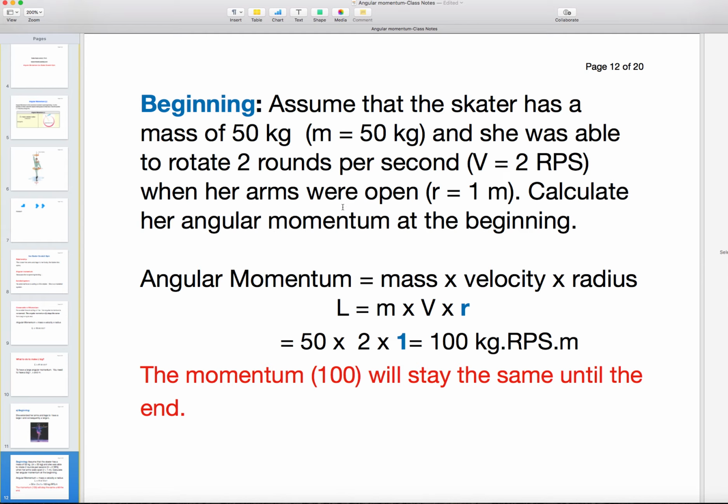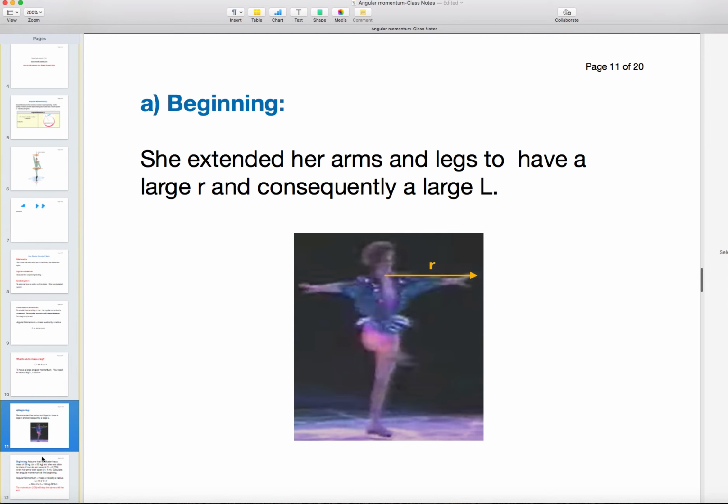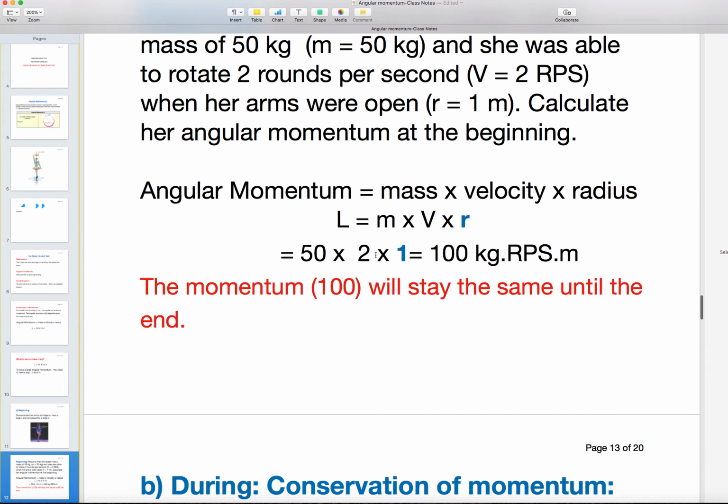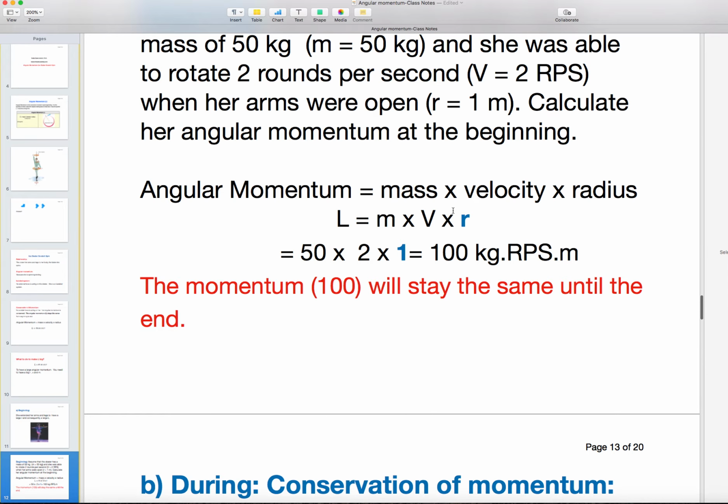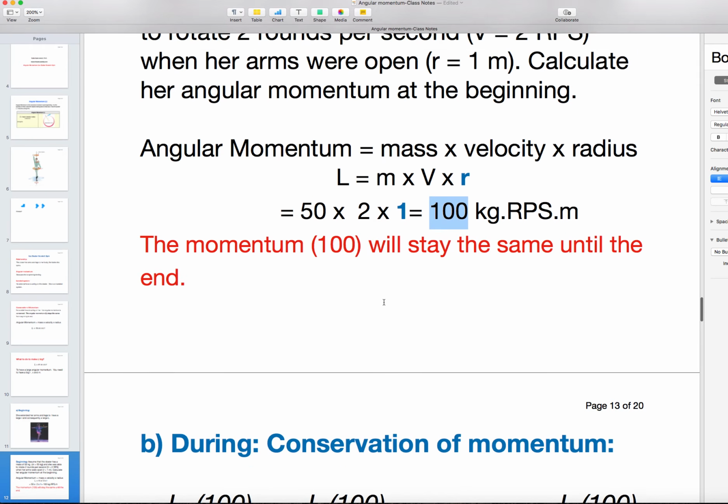Let's talk numbers here. Let's assume that her mass is 50 kilograms and she is rotating at around 2 rounds per second, which is pretty slow at the beginning, and her radius here is 1 meter. We're just assuming those numbers. If we calculate the angular momentum, we multiply those numbers together, and we come up with 100. I'm just going to leave the unit for now. I'm just going to talk numbers to make it easy.